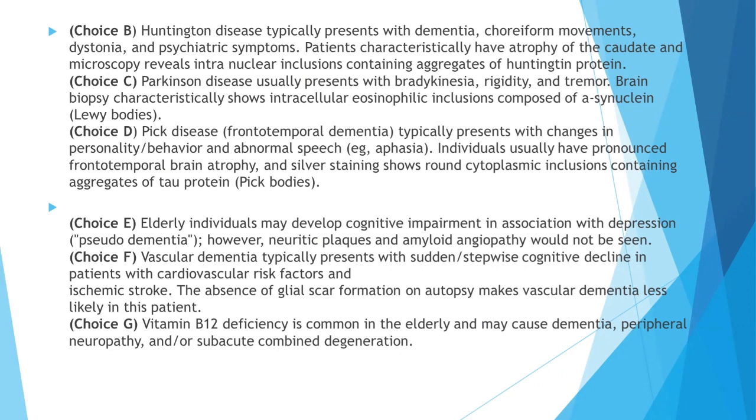Elderly individuals may develop cognitive impairment in association with depression, pseudodementia. However, neuritic plaques and amyloid angiopathy would not be seen. Vascular dementia typically presents with sudden, stepwise cognitive decline in patients with cardiovascular risk factors and ischemic stroke. The absence of glial scar formation on autopsy makes vascular dementia less likely in this patient. Vitamin B12 deficiency is common in the elderly and may cause dementia, peripheral neuropathy, and/or subacute combined degeneration.